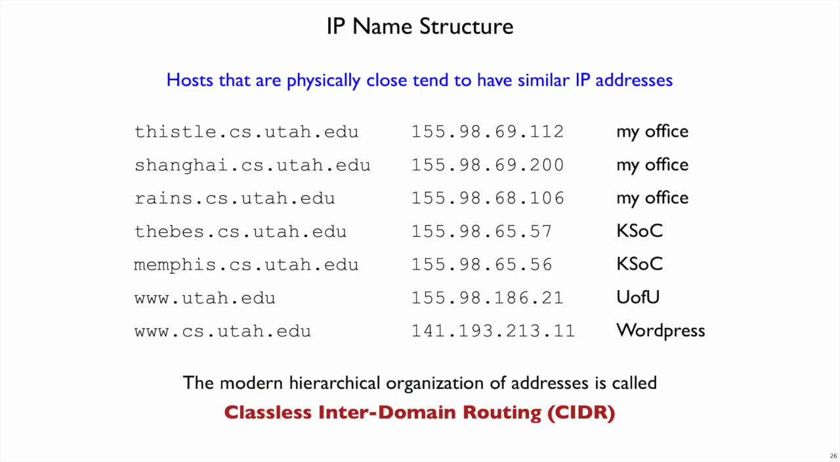This organization, putting machines that have these high bits similar in a similar routing direction, is called classless interdomain routing, or CIDR. It's classless as opposed to the original scheme, where just the first number represented a particular class, and packets would go in that direction. But CIDR generalizes that to have any number of bits as a prefix, and organizing routing around those kinds of prefixes.